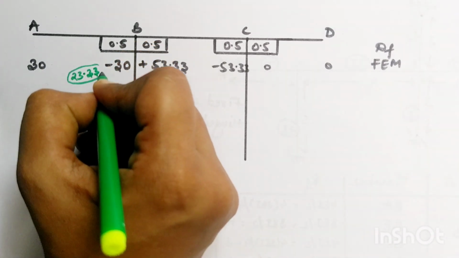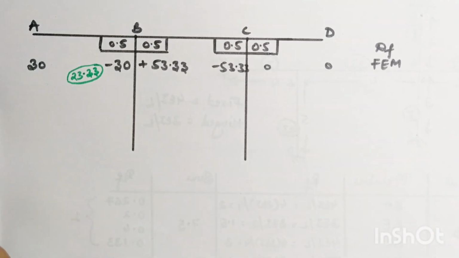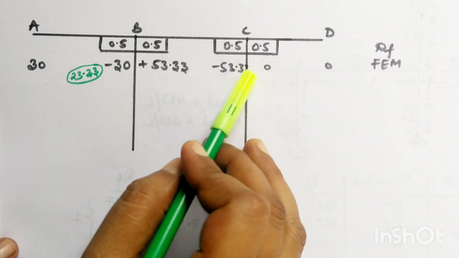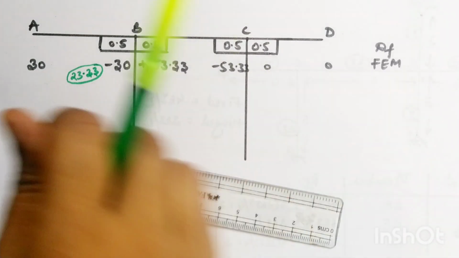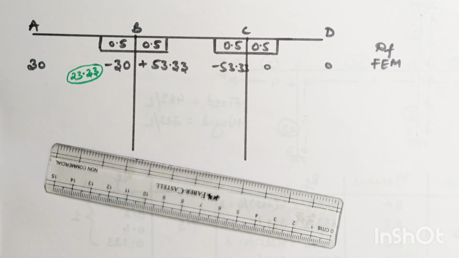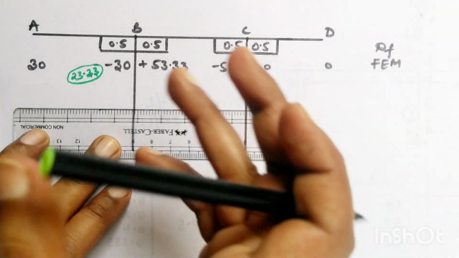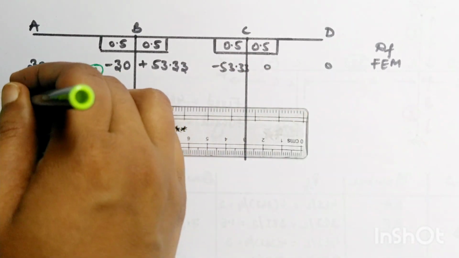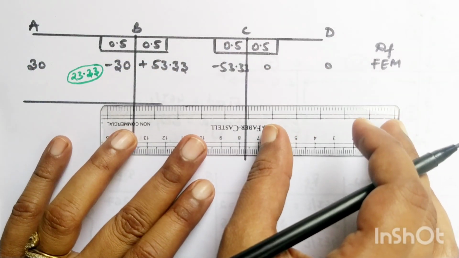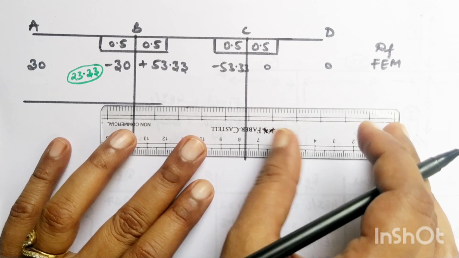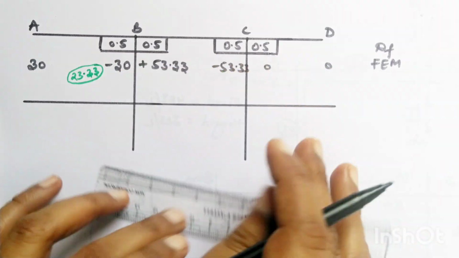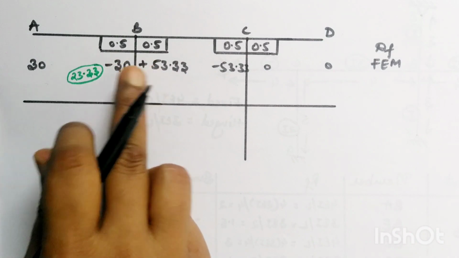Need not write it on the table, but just for your clarification I'm writing it. What you have to do, the thing we came up with, just multiply it with that DF and we have to write it here. So this is known as your balancing step. What we are doing, we are balancing the undivided moment coming onto the support.